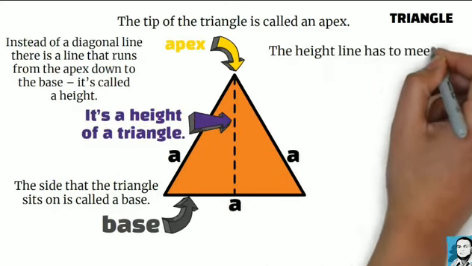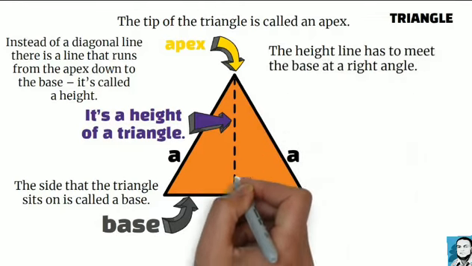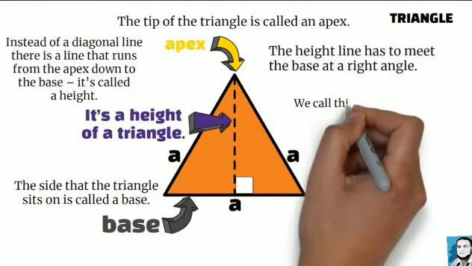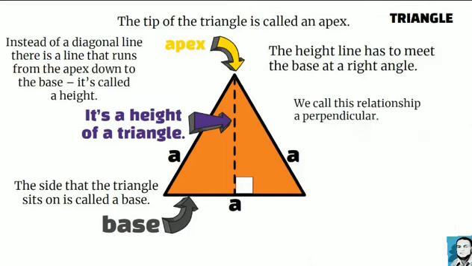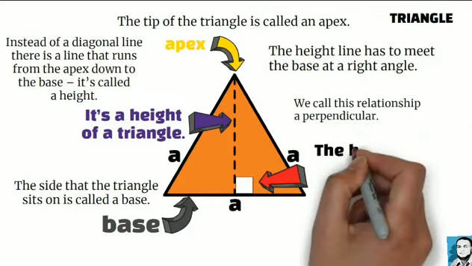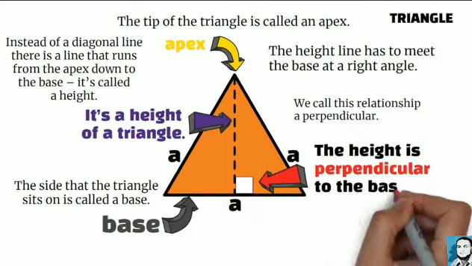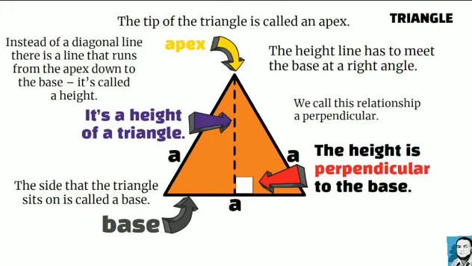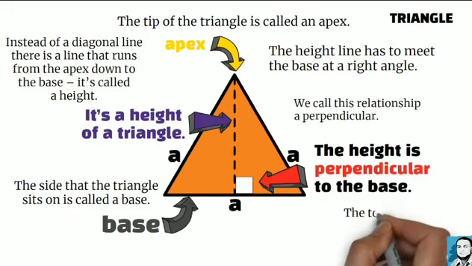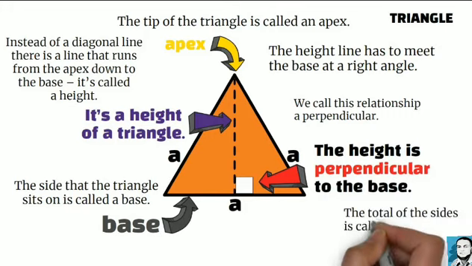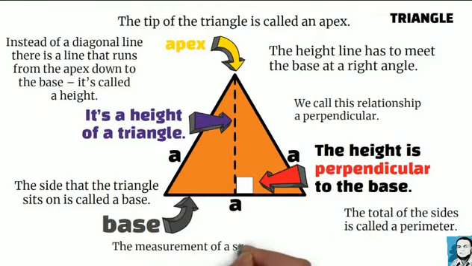The height line has to meet the base at a right angle. We call this relationship a perpendicular. The height is perpendicular to the base. Similar to the other shapes, the total of the sides is called a perimeter, and the measurement of a surface is called an area.